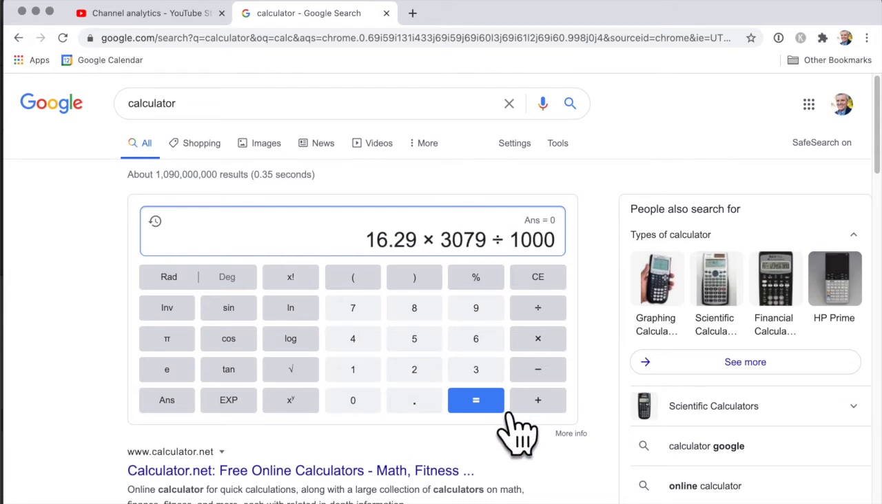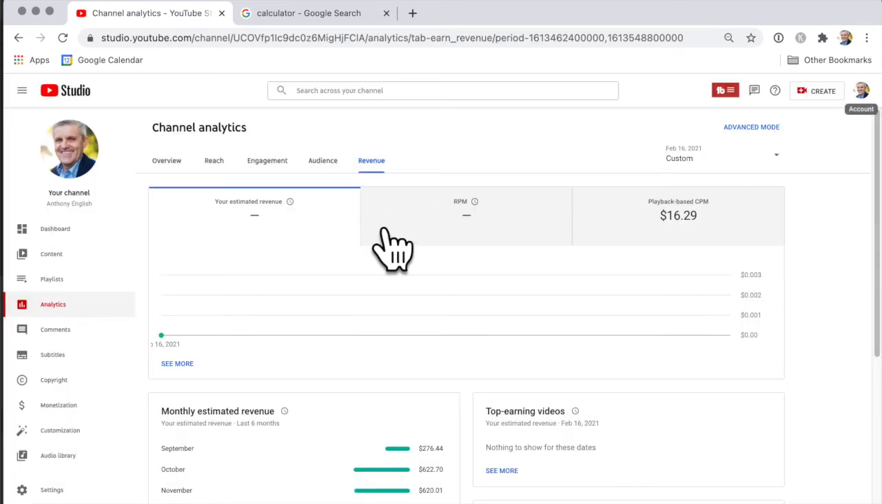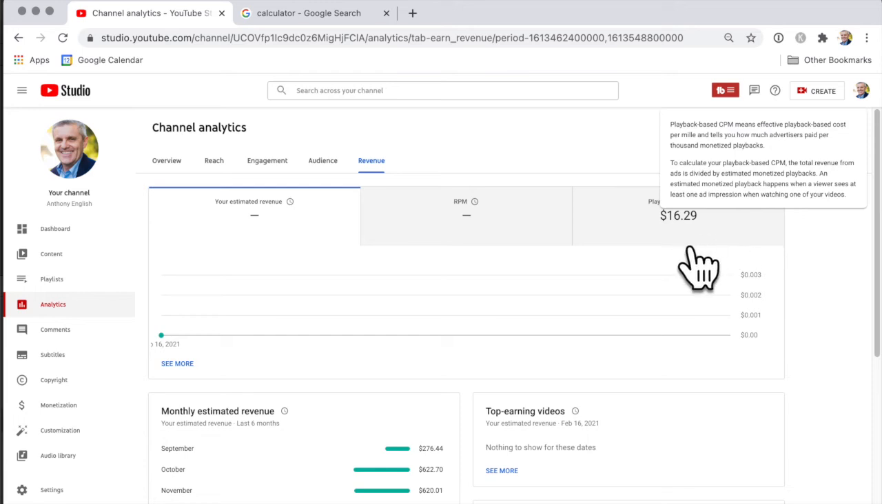And this is how much money advertisers are paying YouTube, which is $50. And my cut is going to be 55% of that. So I'll go times 0.55. And I should be getting roughly $27.58 for that day's revenue. So even though I don't have the estimated revenue yet or the revenue per mille, I can figure it out based on this amount.